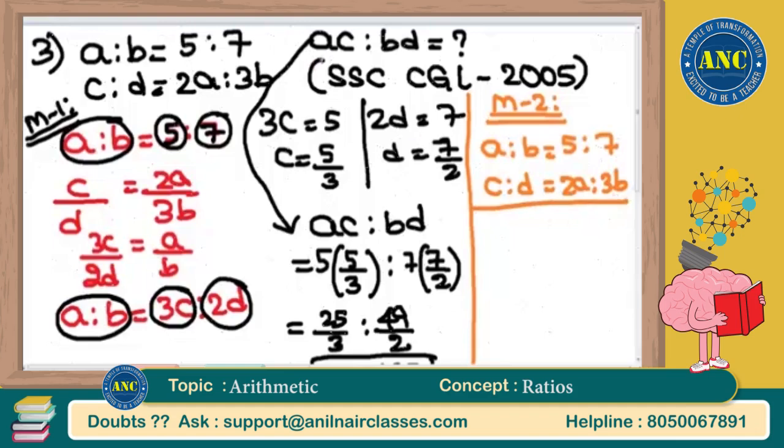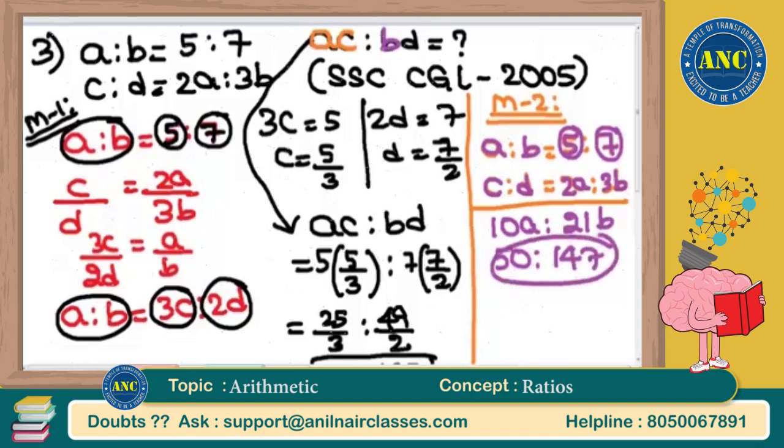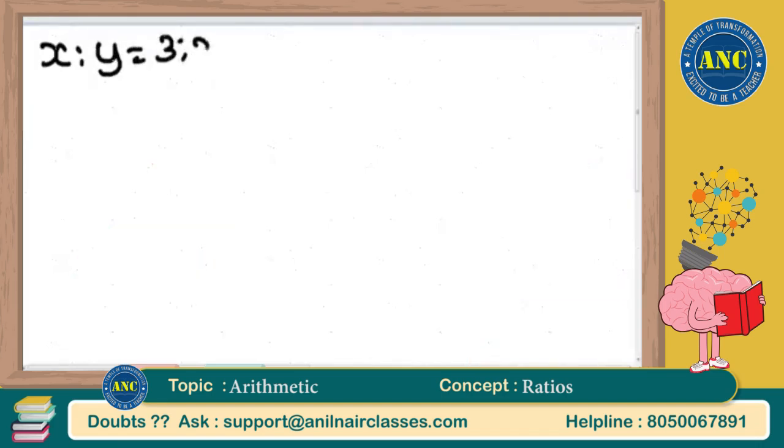Now, the question is AC. That means A I will multiply with this C. Or in other words, this 5 I will multiply with 2A. It becomes 10A. And the other term is BD. B will be multiplied with D. Or in other words, 7 will be multiplied with 3B. It becomes 21B. You know A and B values. A is 5, 10 into 5 is 50. B value is 7, 21 into 7 is 147. Answer over.